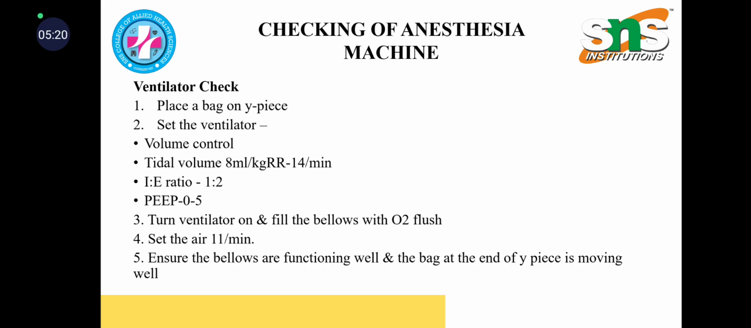Ventilator check. Place a bag on the Y piece. Set the ventilator to volume control mode. Tidal volume 8 ml per kg. Respiratory rate is 14 per minute. IE ratio 1 is to 2. PEEP 0 to 5. Turn the ventilator on and fill the bellows with oxygen flush.